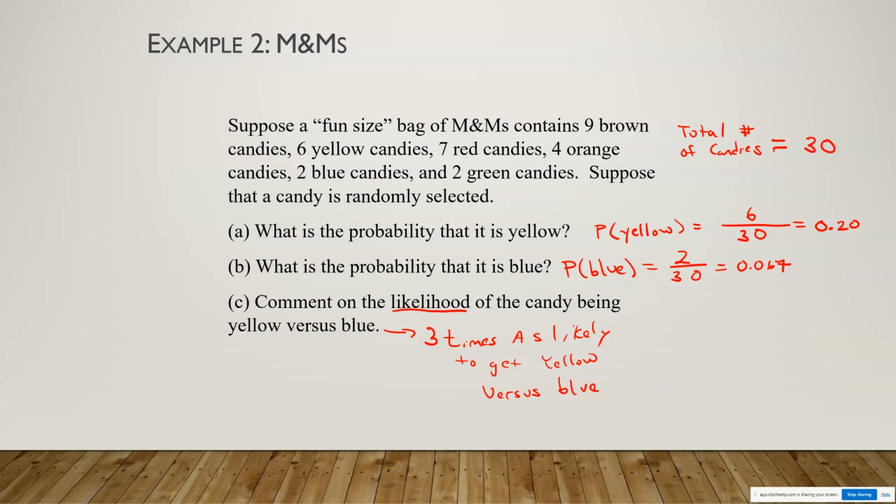Okay, I hope this quick review helped. Just remember, using the classical definition, it's just the number of ways a certain event can happen divided by the total number of outcomes.